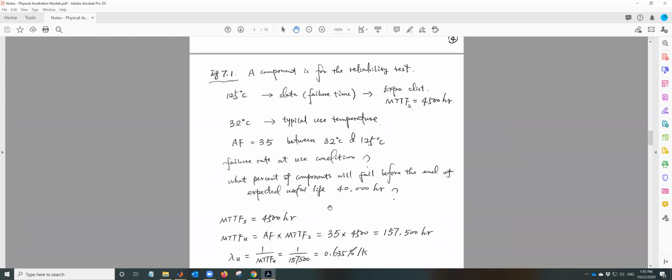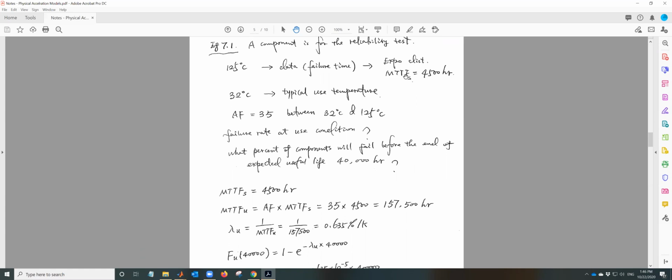Now let's look at an example. A component is put through a reliability test at 125 degrees, and you get the data. This follows the exponential distribution, and the mean time to failure is 1 over lambda. So if we know the mean time to failure, then we know the lambda. 32 degrees is a typical use temperature. The acceleration factor is 35 between these two conditions. Now, what is the failure rate at a use condition? And what percentage of components will fail before the end of the expected use life of 40,000?